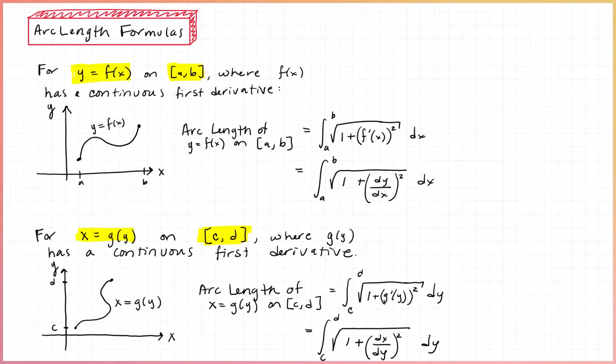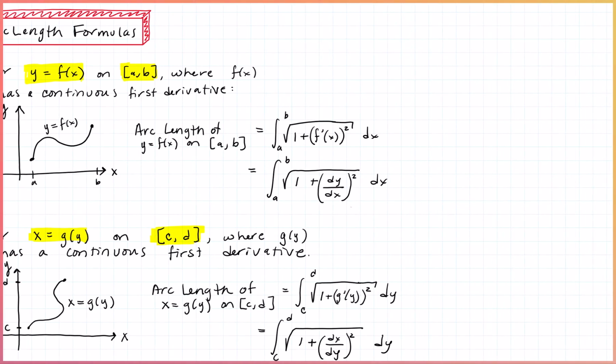Now on the screen you can see the arc length formulas, now that we've briefly talked about how these formulas were derived. The first one is if we have a function y equals a function of x on an interval from a to b on the x-axis. As long as that function has a continuous first derivative, then the arc length is equal to the integral of the square root of 1 plus the derivative of that function squared with respect to x, so dx. I wrote this both in prime notation as well as Leibniz notation with the differential dy dx, so you can see both of those notations here.